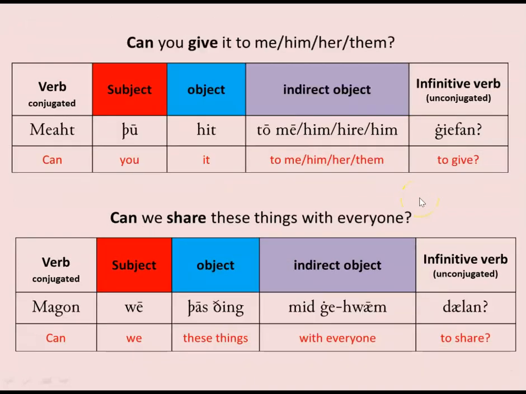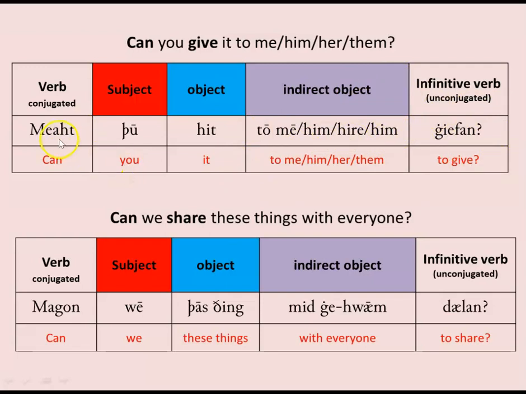All right, now, next bit. Can you give it to me, him, her, them? Okay, so there's four different questions in there. Can you give it to me, or can you give it to him, or to her, or to them? Now, can, thu, is the subject. So we're conjugating it according to thu, and so can in the second person present tense singular, mercht thu hit tome yevan. Can you it to me to give? Can you give it to me?